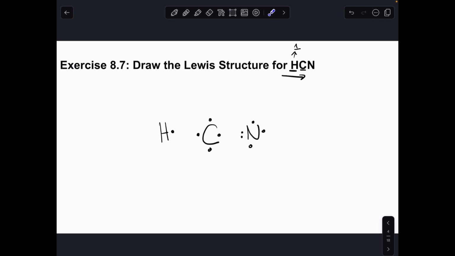Work outside to inside, so hydrogen has 1 and it only needs 2 total to fill the inner shell. So we just do a single bond there. Nitrogen comes with 5. So to get 8, it's going to bond 3 times. So we're going to go a 1, a 2, a 3 and make a triple bond.